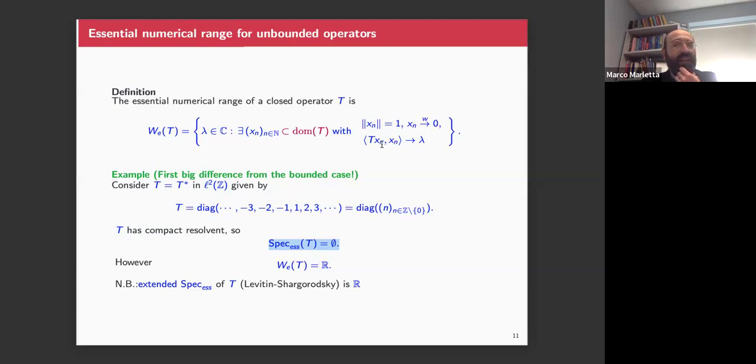You just take an x_n that's a linear combination of the e_{-n} and the e_{+n} standard basis vectors, adjust the coefficients in the linear combination to get norm 1, and you can pretty much make this converge to anything you like. So the essential numerical range is now no longer the convex hull of the essential spectrum, because the essential spectrum is now empty. Instead, what you see here is a set that in 2004 Levitin and Shargorodsky called the extended essential spectrum of T. The difference now, of course, is that our definition makes sense for operators that are not necessarily self-adjoint, whereas the definition of extended essential spectrum in Levitin–Shargorodsky was based on the assumption that T was self-adjoint.